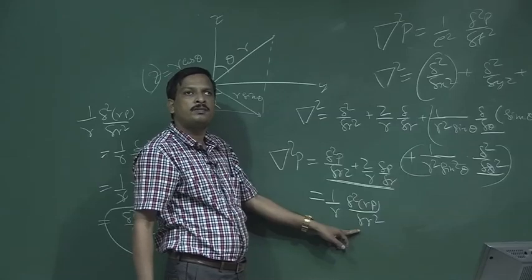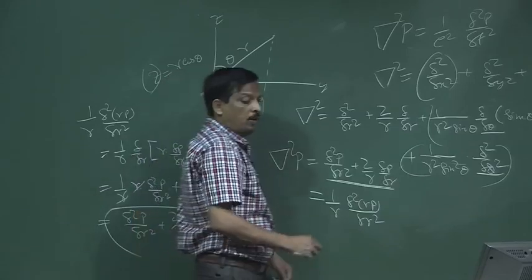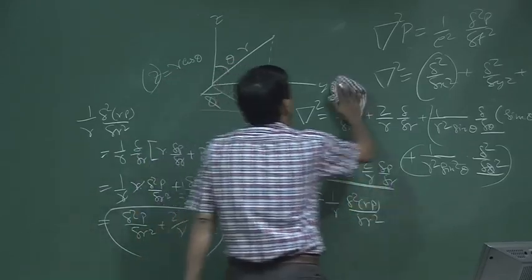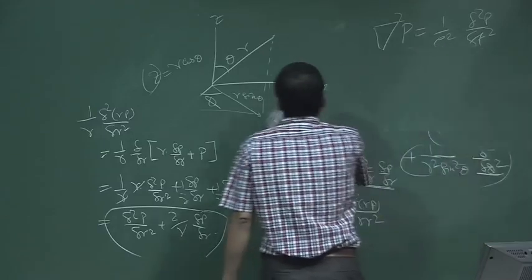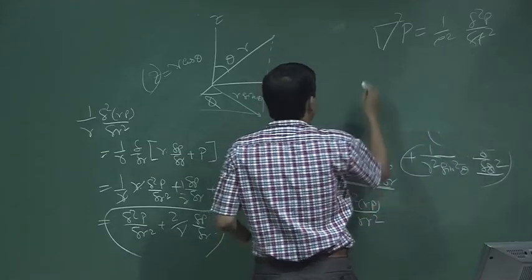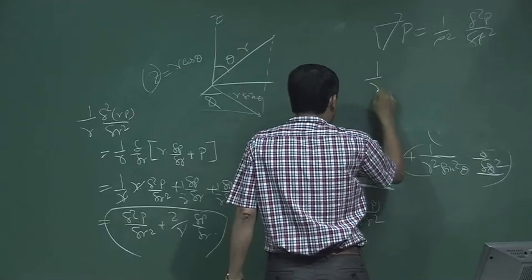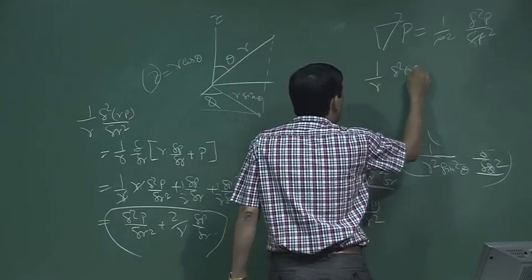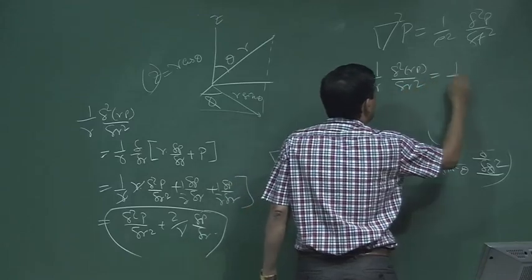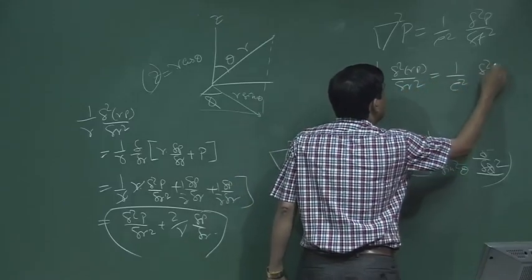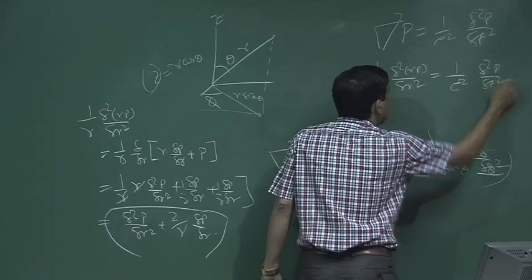So, in my acoustic wave equation, I just put this value in here. In the case of spherical wave propagation, it becomes 1 by r del square rp divided by del r square equal to 1 by c square del square p by del t square.